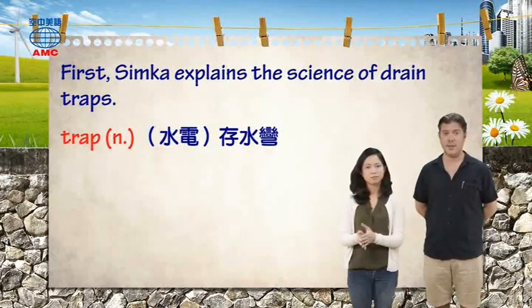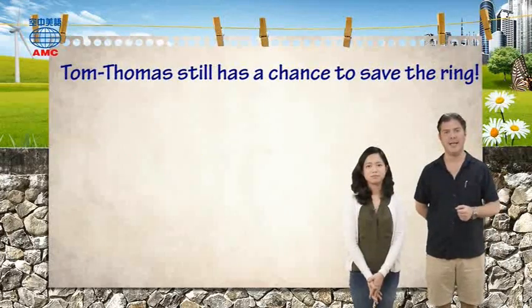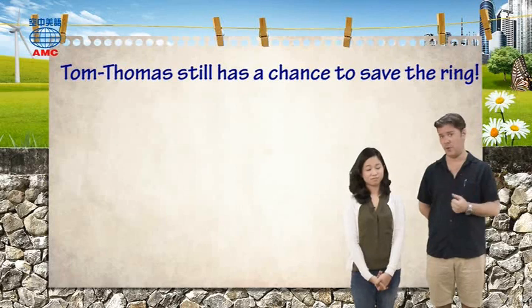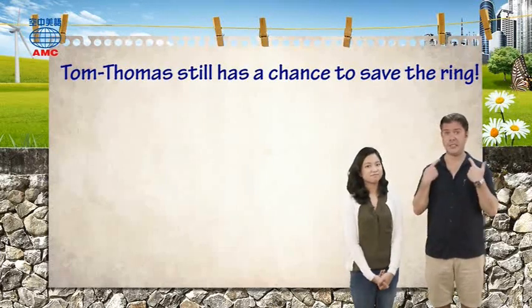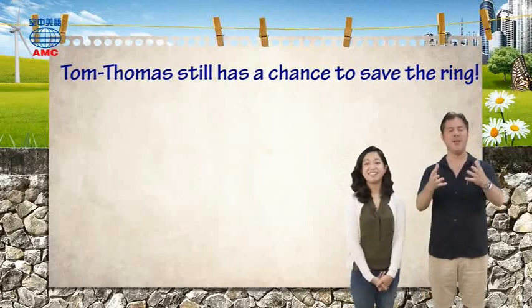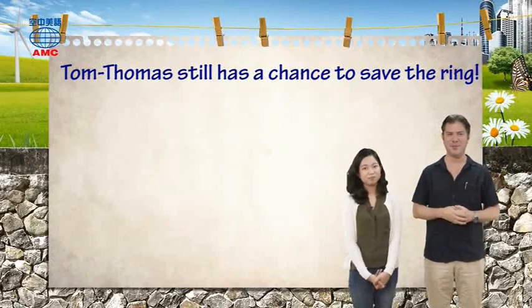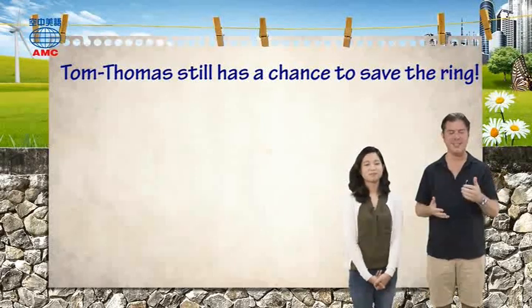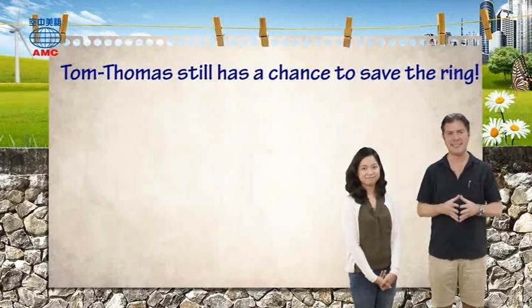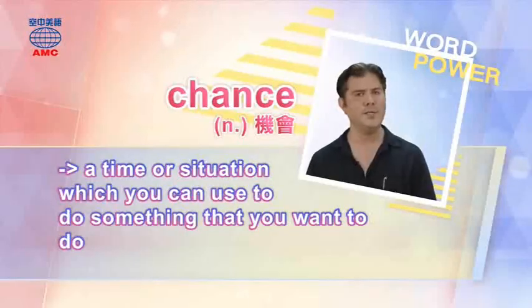Well, as the article tells us, Tom Thomas still has a chance to save his ring, and also to save his neck, because his mom will probably kill him if she finds the ring's gone. But this is a good chance for him to fix this whole problem. Chance is one of our words for today. It's spelled C-H-A-N-C-E. Chance. What is a chance?